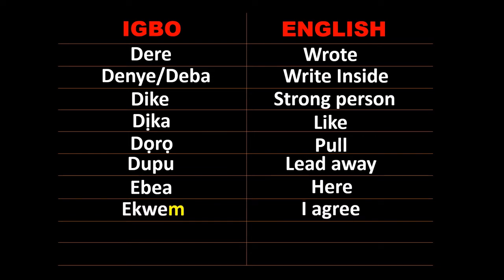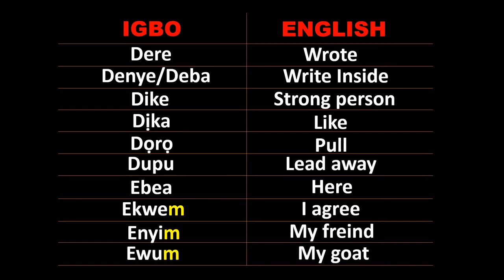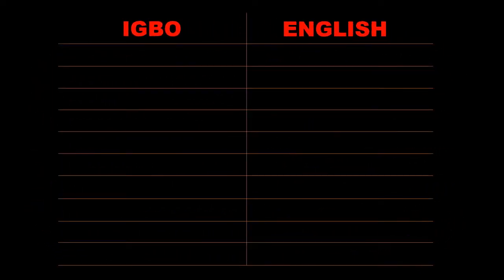Ekwem, I agree. We have explained the use of I and other pronouns. Enyim, my friend. Ewum, my goat.